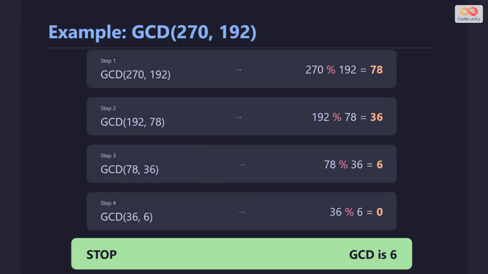Let's walk through an example with large numbers, 270 and 192. First, 270 modulo 192 gives us 78. Now we find the GCD of 192 and 78. 192 modulo 78 is 36. We continue this process. 78 modulo 36 is 6. Finally, 36 modulo 6 is 0. Since we hit 0, our previous remainder, 6, is the greatest common divisor.